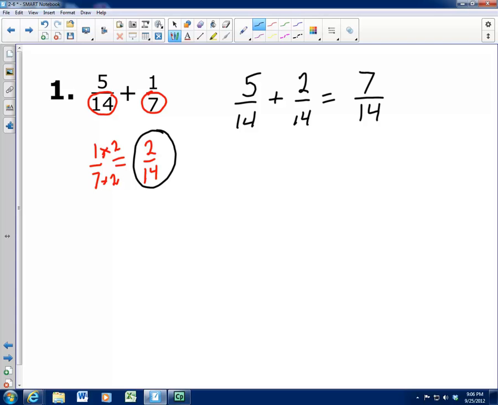Now, I'm not done yet because I know that 7 over 14 can simplify, can reduce. I know that 7 goes into both those, so 7 divided by 7 is 1. 14 divided by 7 is 2. So I know it's equivalent to 1/2. And that's all there is to it. It's not terribly difficult, I wouldn't say. All right, let's take a look at our next example.